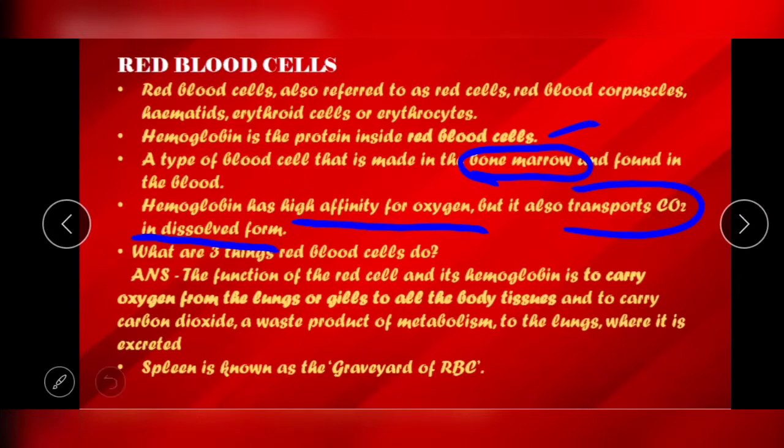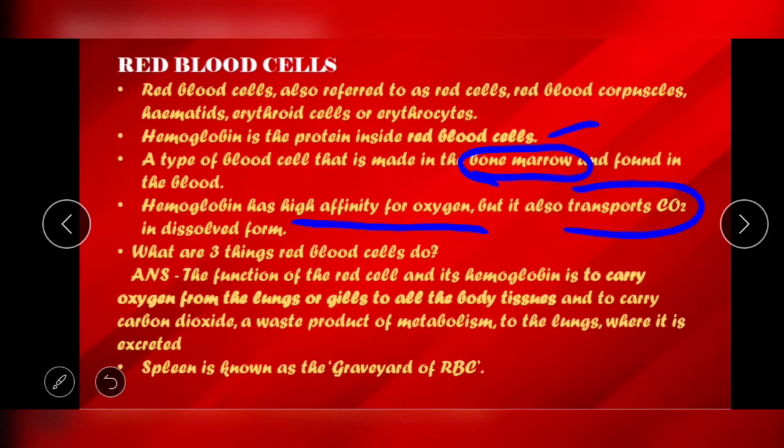Next, what do the blood cells do? These red blood cells specifically, what do they do? The function of the red cell and its hemoglobin is to carry oxygen from the lungs or gills to all the body tissues. As I said, it carries oxygen for all kinds of activities taking place in our body. Since oxygen and carbon dioxide are separated in the lungs, oxygen should not be concentrated only in the lungs, because activities take place all over the body. So oxygen must be transported all over the body, and this is done by hemoglobin.